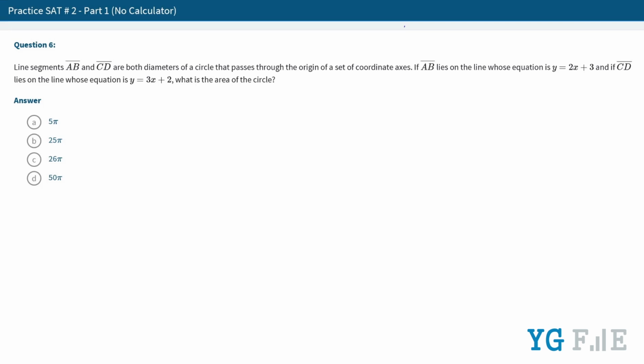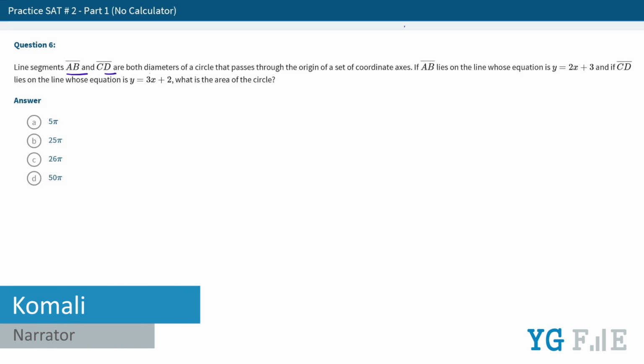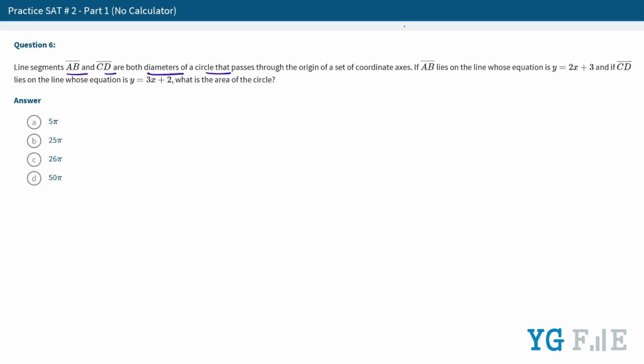The line segments AB and CD are diameters of a circle that passes through the origin. AB lies on a line whose equation is y = 2x + 3. CD is another diameter which lies on the line whose equation is y = 3x + 2. We are required to find the area of the circle.